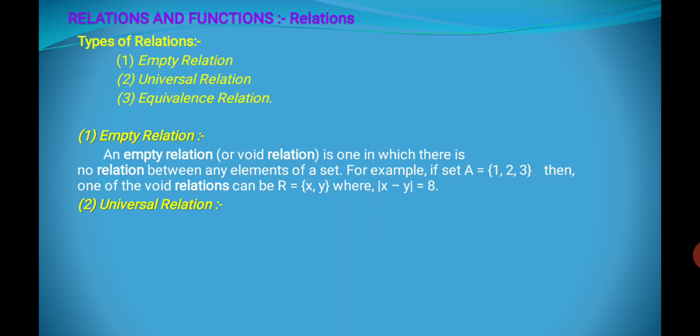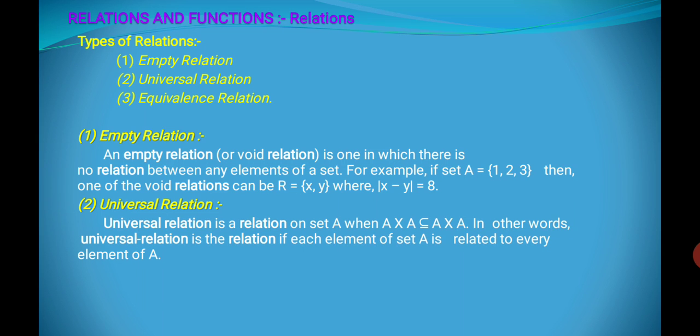Second is the universal relation. Last year in 11th, you learned about the universal set. That is, every set is a subset of the universal set. Same here. A universal relation is a relation on set A when A cross A is a subset of A cross A. In other words, a universal relation is a relation in which each element of A is related to every element of A. यहाँ पे every element of A is related to every element of A.